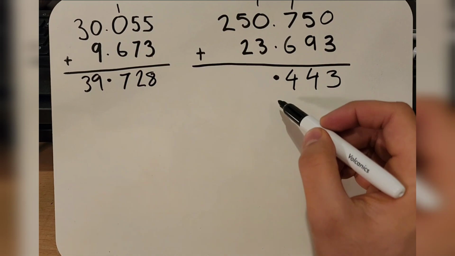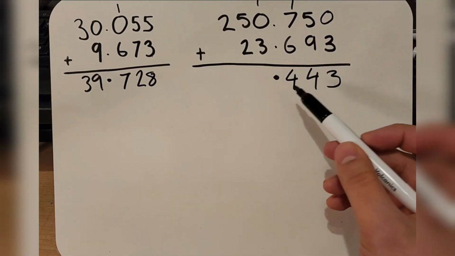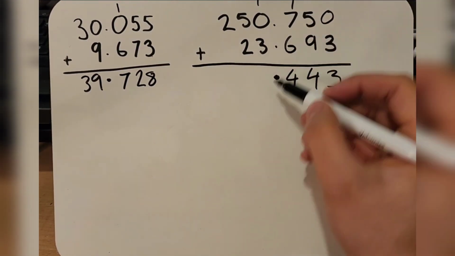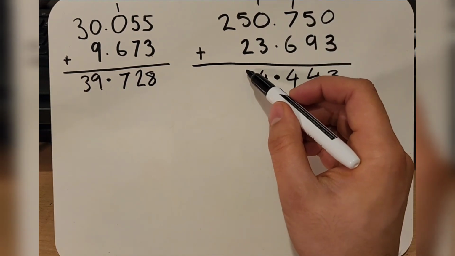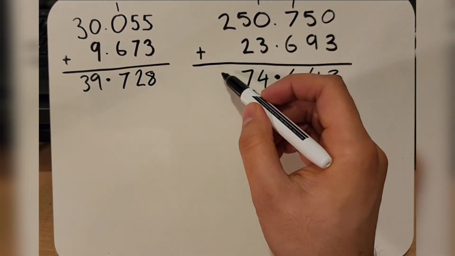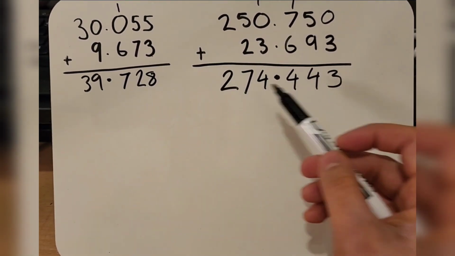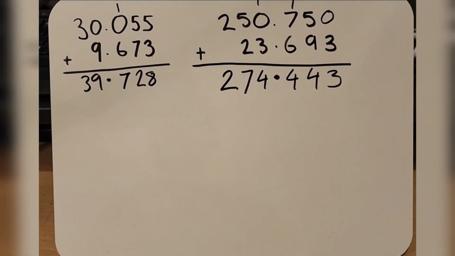Decimal point, always very important. You can put these in first if you want, or as we go along. 1 and 3, 4, 5 and 2, and just the 2 there. 274.443. So the rules are the same, nothing's really changed.